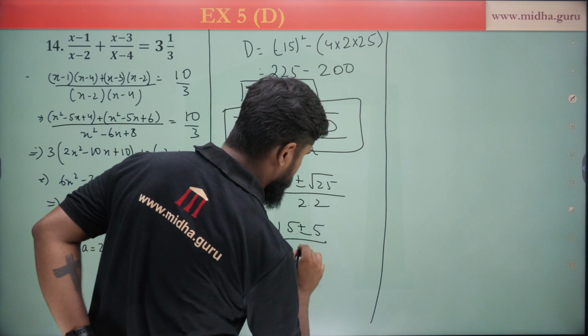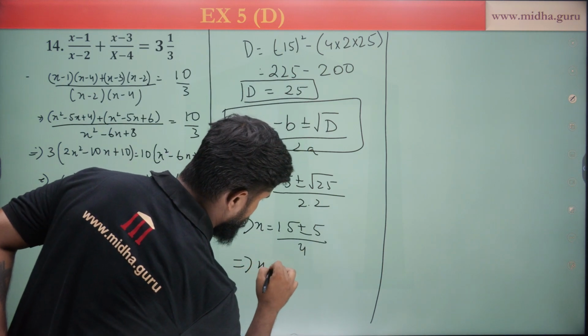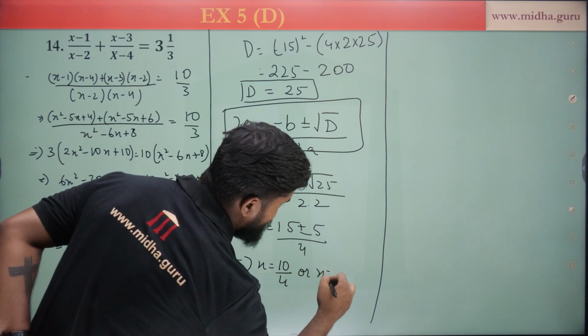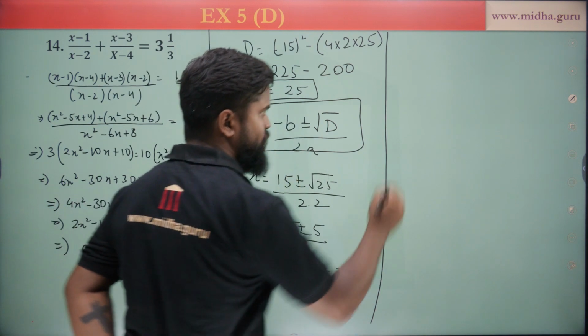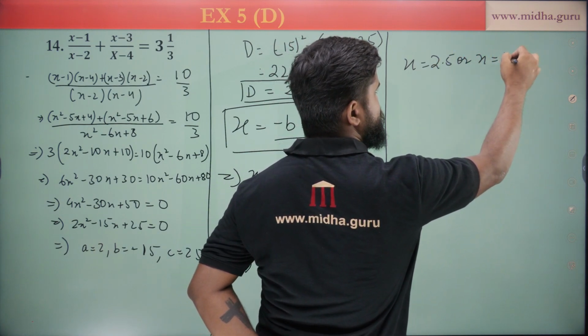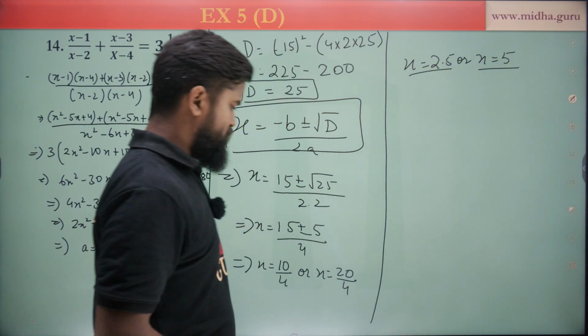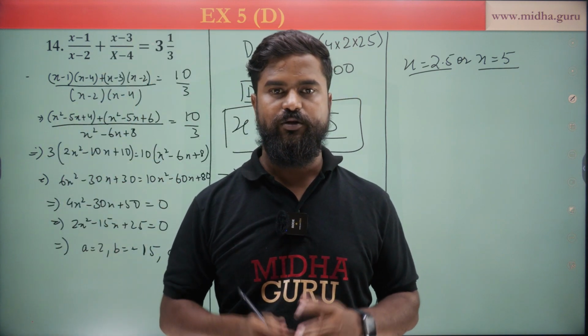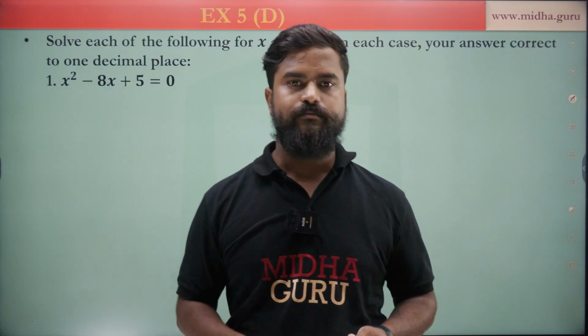So we have x is equal to 15 minus 5, that is 10 by 4, or 15 plus 5, which is 20 by 4. So x is either equal to 2.5 or x is equal to 5. So these will be the solutions for the given quadratic equation. So moving on to the next problem now.